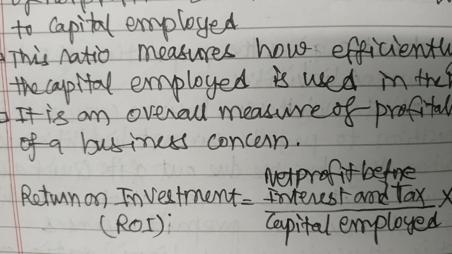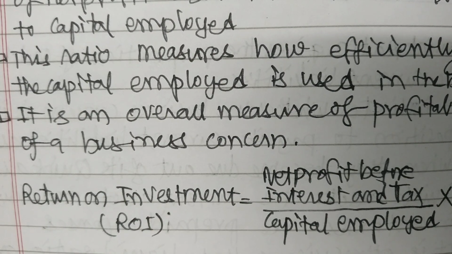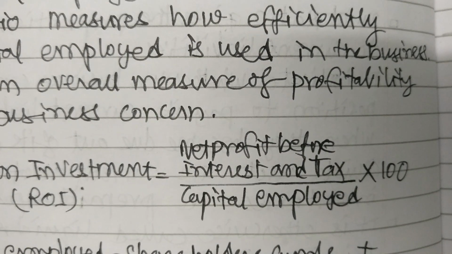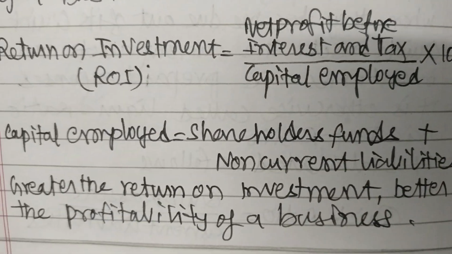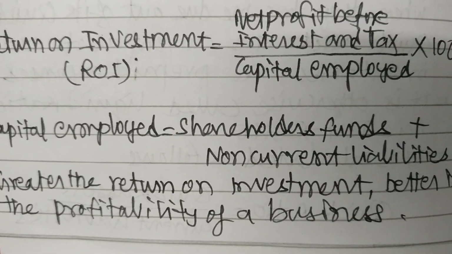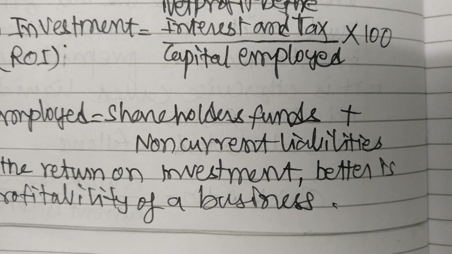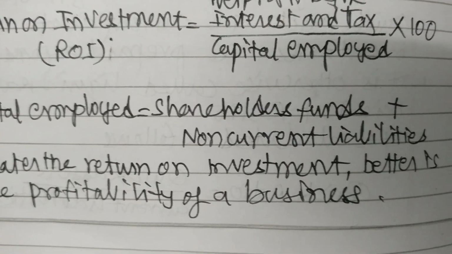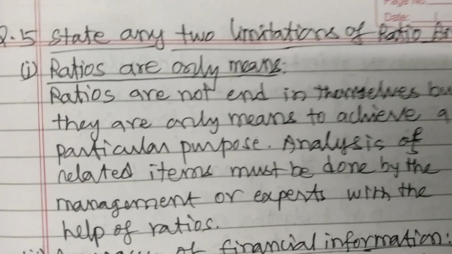of a business concern. Return on investment, ROI, equals net profit before interest and tax by capital employed into 100. Capital employed equals shareholders' funds plus non-current liabilities. Greater the return on investment, better is the profitability of a business.